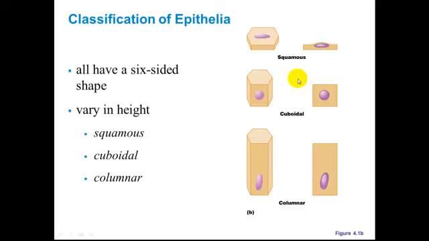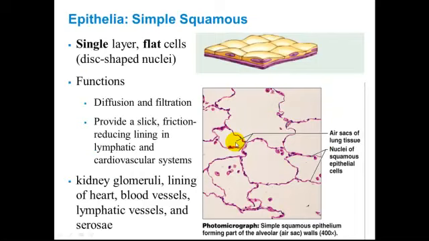We also may see a difference in the shape of the nucleus, where in the squamous we have these disc-shaped nuclei. Cuboidal nuclei are nearly round, and columnar nuclei are often elongate or oval-shaped. Let's look at some specific examples.